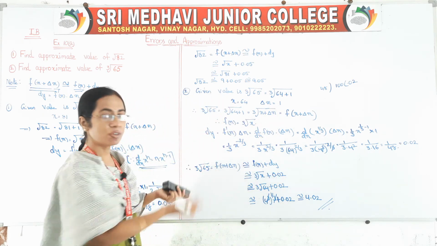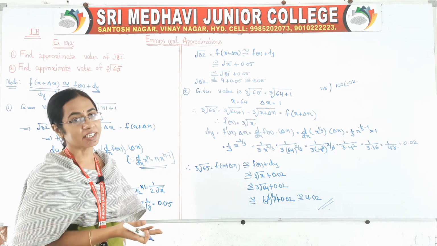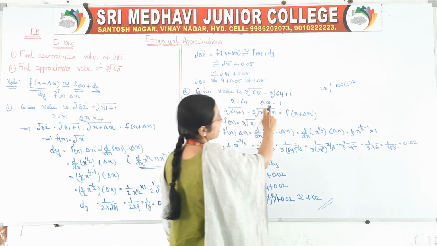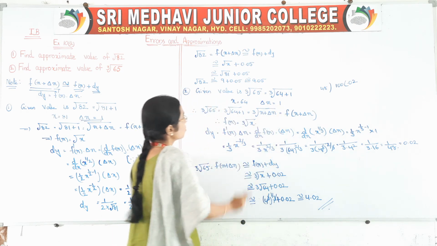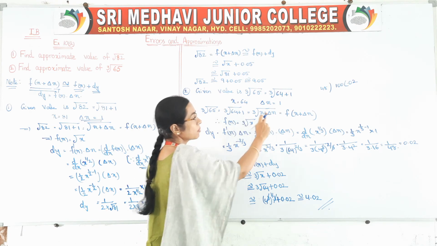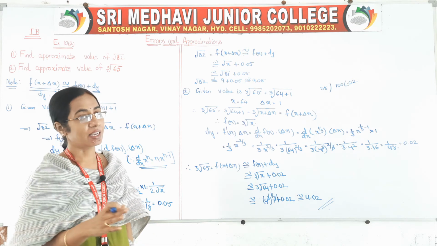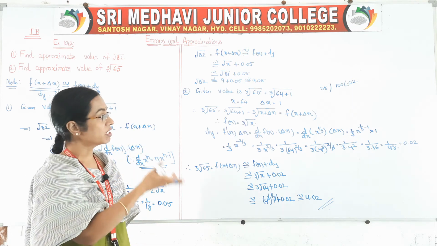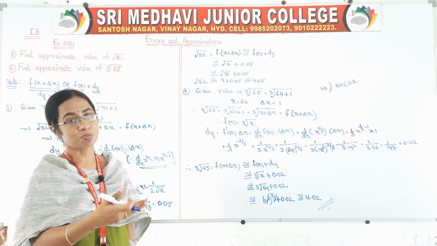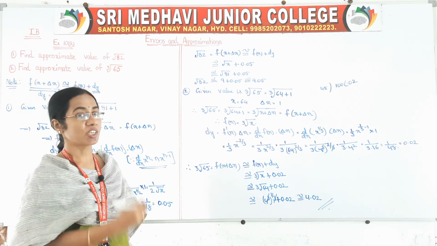Cube root of 64 we will get, right? But because of that error we are not getting it. What is that error? 1. So delta x is equal to 1. So cube root of 65 is cube root of 64 plus 1, which means cube root of x plus delta x. So now your equation is in terms of x plus delta x, which is nothing but f of x plus delta x. With that try to write your f of x value.